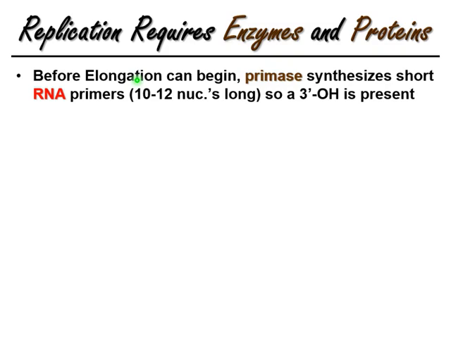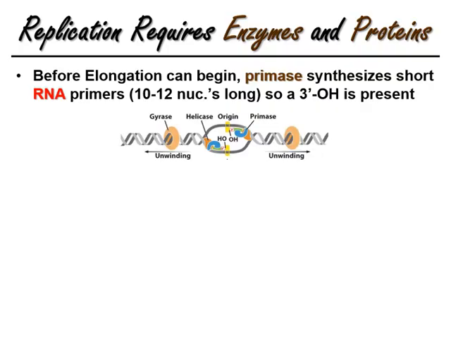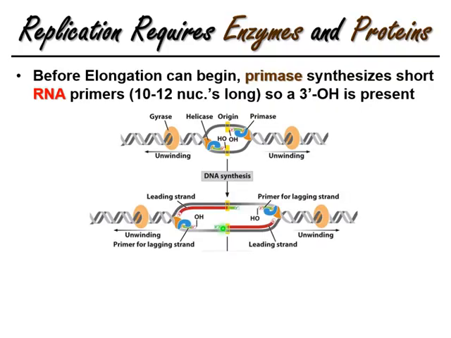Before elongation can begin, where we actually start making some DNA, we have to lay down some primers. And so primase synthesizes short RNA primers to bind to these template strands, and that way you have a free 3' hydroxyl. You've got to start building off of a 3' hydroxyl. And so now you can see primase is in there. Now we've got these little RNA primers, and so you can see DNA is being synthesized.